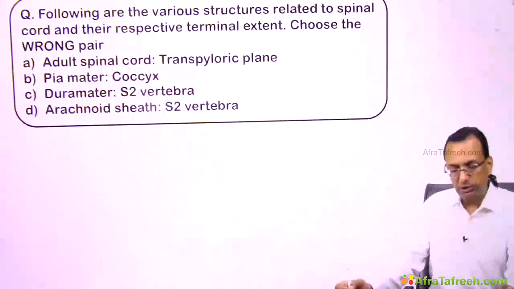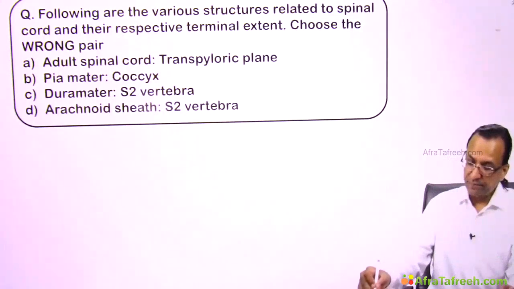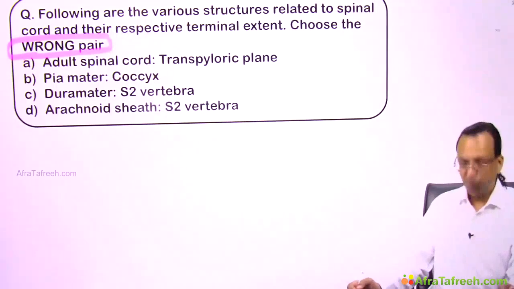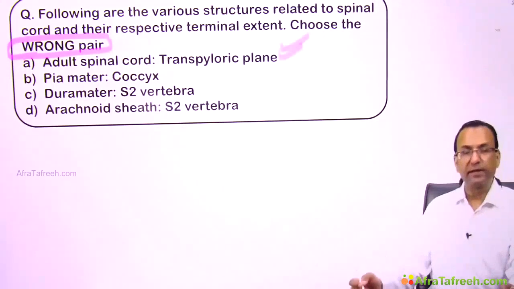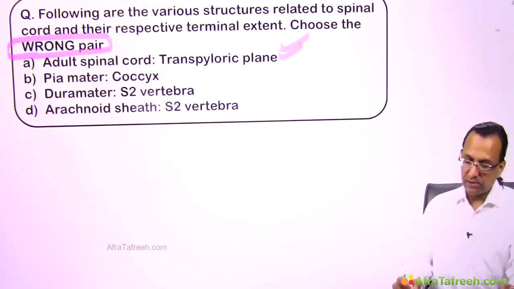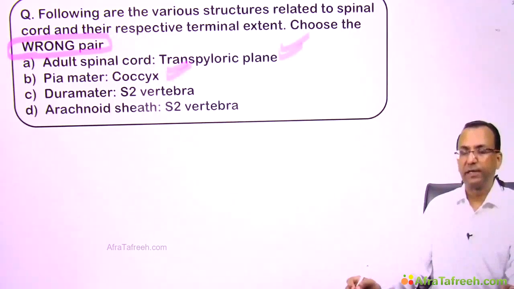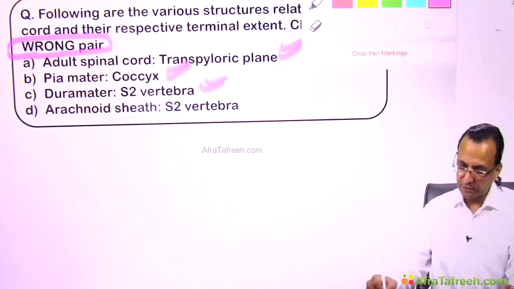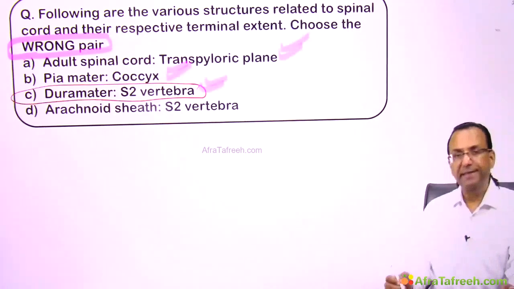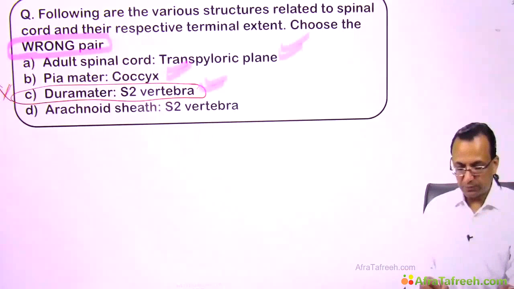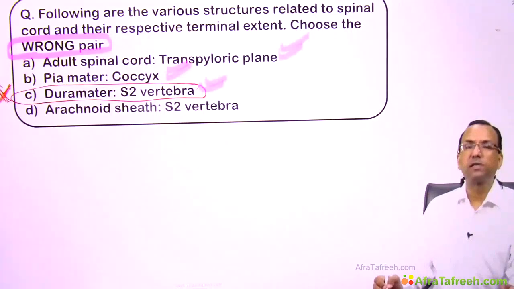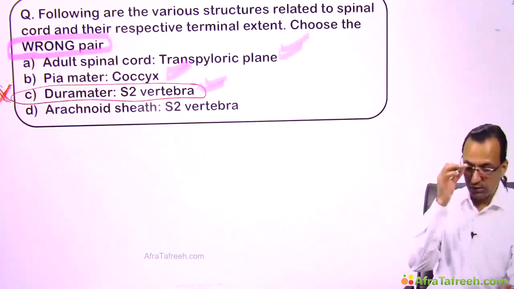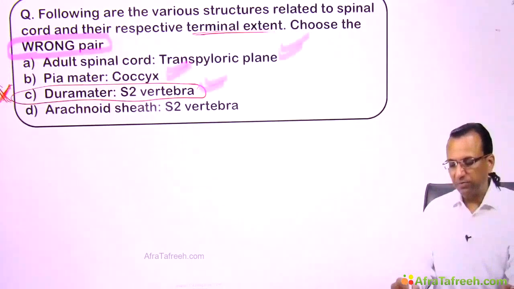What is the answer to this question? It is asking for a wrong pair. If it is asking for a wrong pair, then it is some mismatch we have to find. Yes, tell me. I think adult spinal cord termination at L1 is okay. Yeah, that is okay. Pia mater fusing with coccyx is okay. Yes, that is okay. Dura mater, I think dura mater, yes, was fusing with coccyx bone. Yes, so this is wrong. Yes, that is the answer. Dura mater will fuse with the coccyx bone. Maybe it is converging at S2, but it will continue down to fuse with bone coccyx. This is wrong. This is about the terminal extent of the various structures.